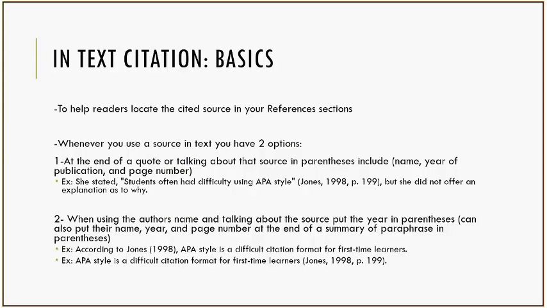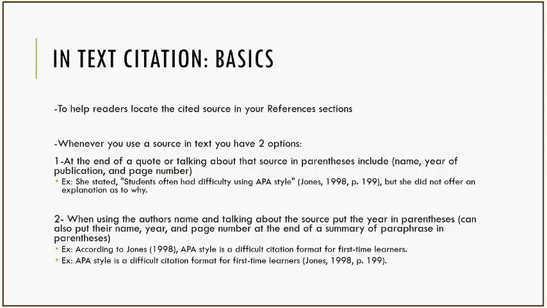So again, you have a couple options here. At the end of a quote, when you're talking about something, you can put in parentheses the last name, the year of publication, and the page number, if you know the page number. And here's an example. She stated, students often had difficulty using APA style, comma, here's the last name, the year that quote was written, and the page number. There's an option number 2. You can also use the author's name when talking about a source and put the year in parentheses. And you can also put their name, year, and page number at the end of the summary.